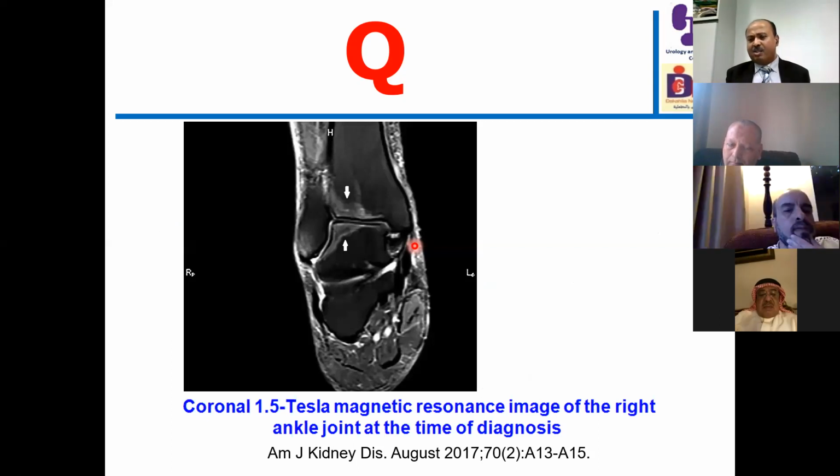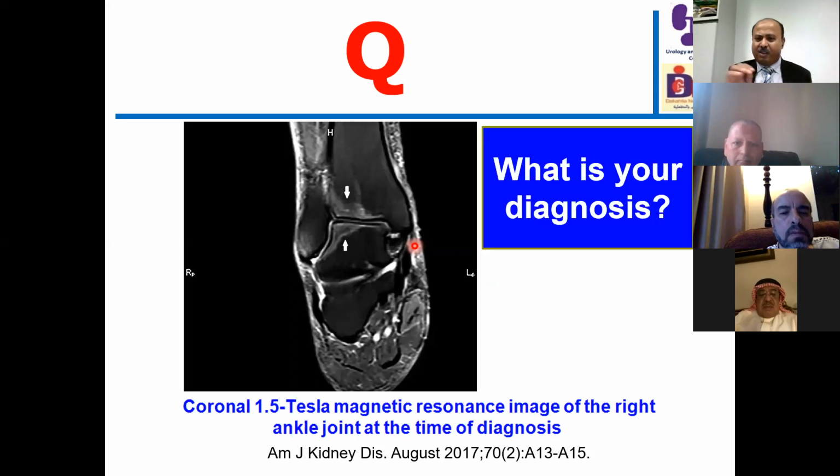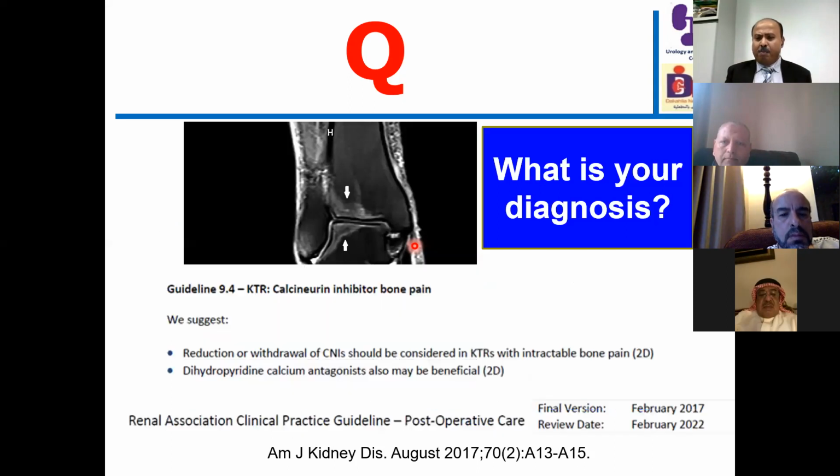If this is the case, how do we treat this patient? Just to save time, for the diagnosis, if there is no infection, no metabolic abnormalities, nothing, we should put in the diagnosis calcineurin inhibitor related bone pain, because calcineurin inhibitors lead to vasoconstriction of the bone vessels. And if this is 9-year disabling bone pain, we stop. This is the recommendation: to reduce the calcineurin inhibitor.